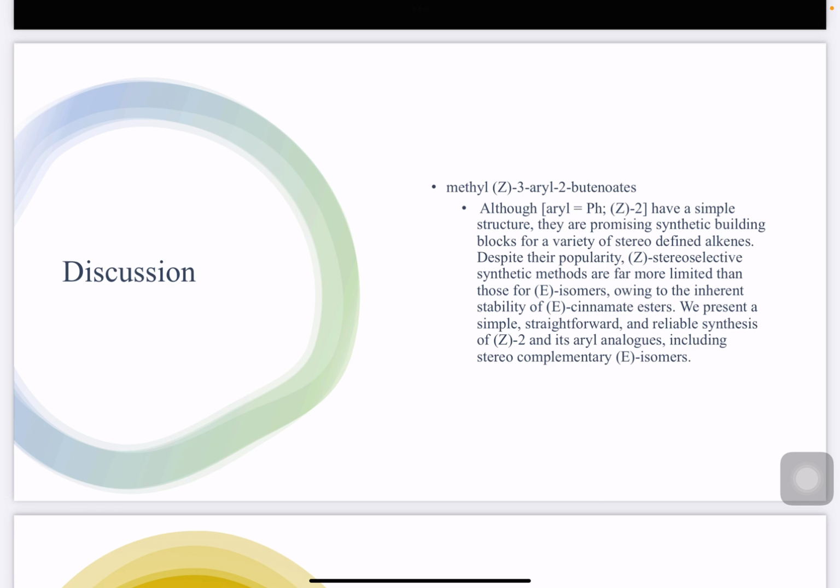Although aryl butenoates (Z2) have a simple structure, they are promising synthetic building blocks for a variety of stereo-defined alkenes. Despite their popularity, Z-stereoselective synthetic methods are far more limited than those for E isomers, owing to the inherent stability of E cinnamate esters. Here, the authors, the people that worked on this reaction, presented a simple, straightforward, and reliable synthesis of Z2 and its aryl analogs, including stereocomplementary E isomers.